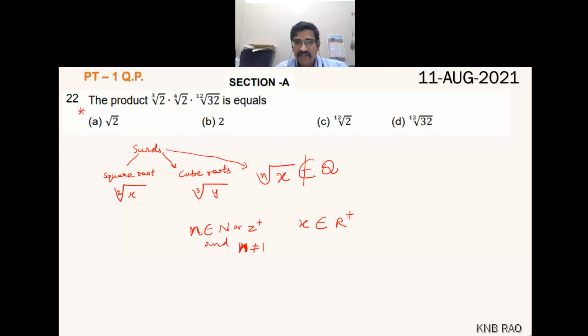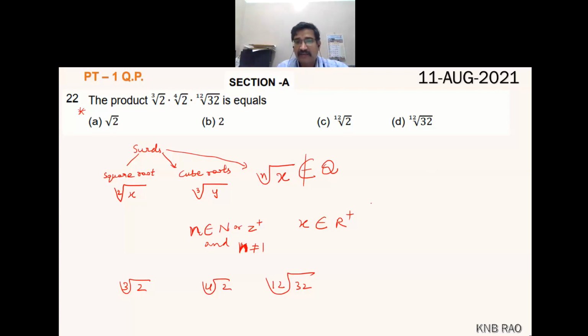Now, once the definition of a surd is cleared, I have only square roots given in the textbook, and in the exemplar problem book you could see this sort of thing given: cube root 2, fourth root 2, 12th root 32. Some children are still under confusion.